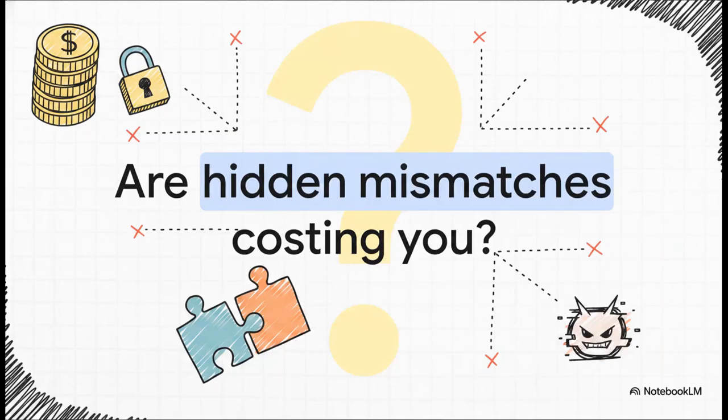So let me ask you the million-dollar question. Are hidden mismatches quietly costing your business its input tax credit? Think of GST reconciliation as a massive jigsaw puzzle. When your business records don't perfectly match the government's portal data, your ITC gets blocked. Those tiny, seemingly invisible data mismatches, they are the villains standing between you and your hard-earned cash.